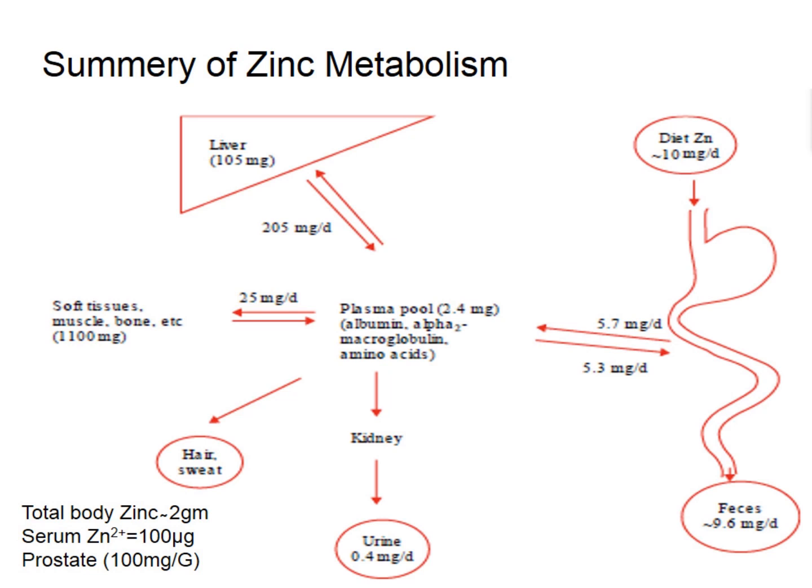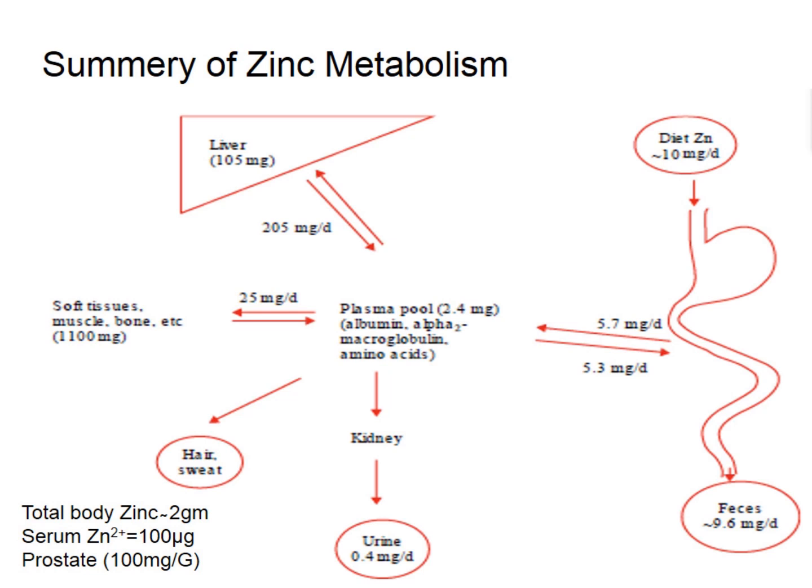So you can see here that approximately 9.6 milligrams of that ingested zinc is lost in feces. Approximately 5.7 milligrams is absorbed daily from the GIT, which goes to the plasma pool. In the plasma, it is mainly bound to albumin, alpha 2 macroglobulin, and certain amino acids. As I told you earlier, 30% goes to bones and 60% goes to the skeletal muscle.